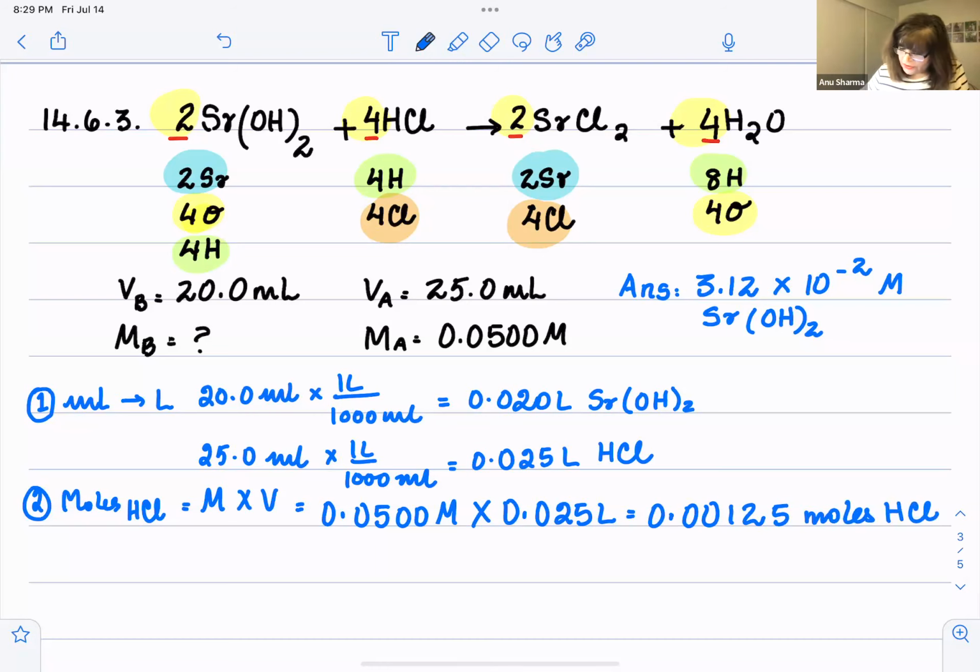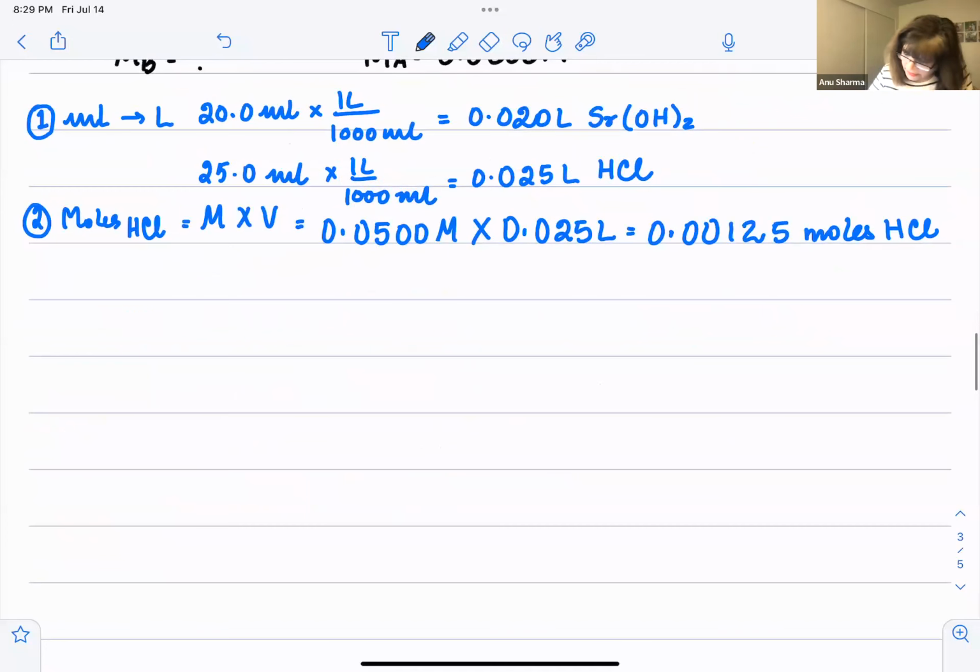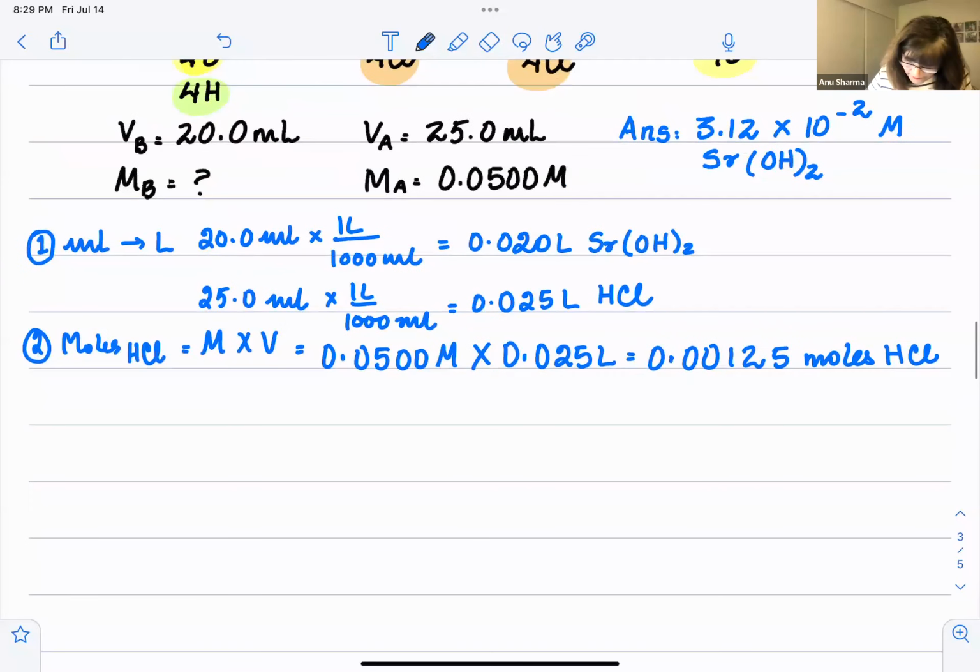Okay, next you take the moles of HCl. Let me double check. 0.0500 times 0.025, and that is 0.00125.